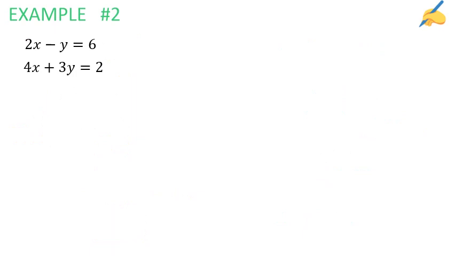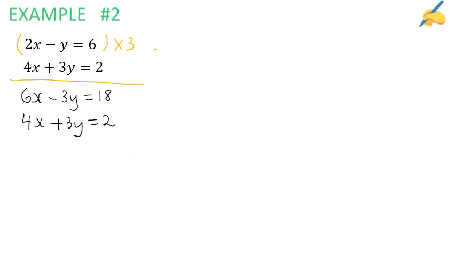On to the last example. My first step is to look for a matching pair, which there is none. So I'm going to multiply this whole top equation by 3 in order to create one. So let's rewrite it out. 3 times 2x, 6x. 3 times negative y, negative 3y. 6 3s, 18. The second equation just stays the same.